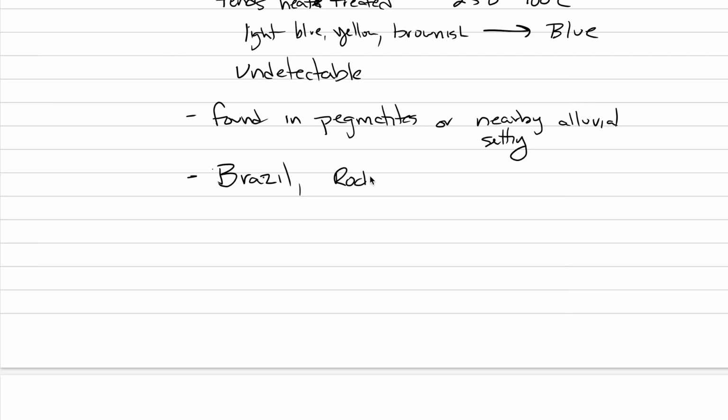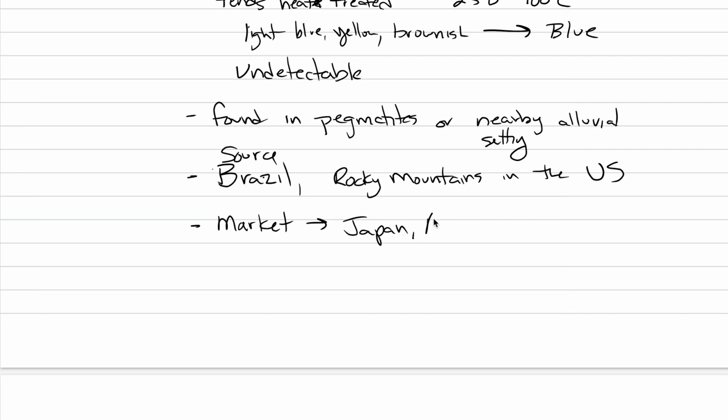Let's just say the Rocky Mountains in the US. There's a TV show that goes into gemstones, and sometimes it talks about Mount Antero in Colorado as a source. So that's the source. The market is actually not the United States, maybe strangely enough. It's Japan, and then Asia in general, and then Europe.